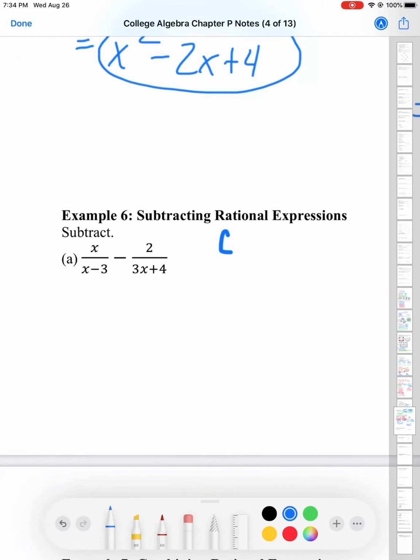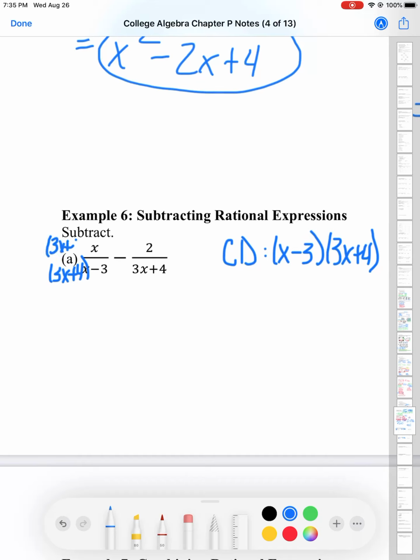And a common denominator is all the factors. Once we factor the denominators, it's all the factors multiplied together. So in this case, we don't need to factor the denominators. So our common denominator would just be x minus 3 times 3x plus 4. So we just need to multiply the first one by 3x plus 4. And what we do to the bottom, we have to do to the top.